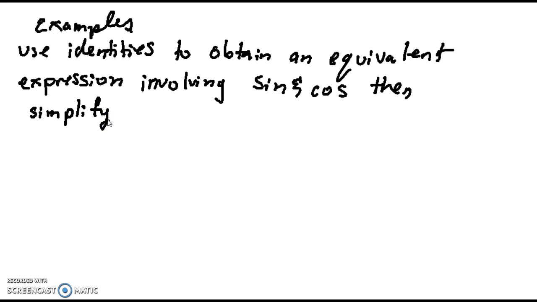So what this basically means is that we are going to make sure that we only include in our final answer sine and cosine. We don't want any secants, cosecants, tangents, cotangents. So I have a few examples for you. As you follow along, you probably want to have the identities out so we know what we're doing. So here's our first problem.